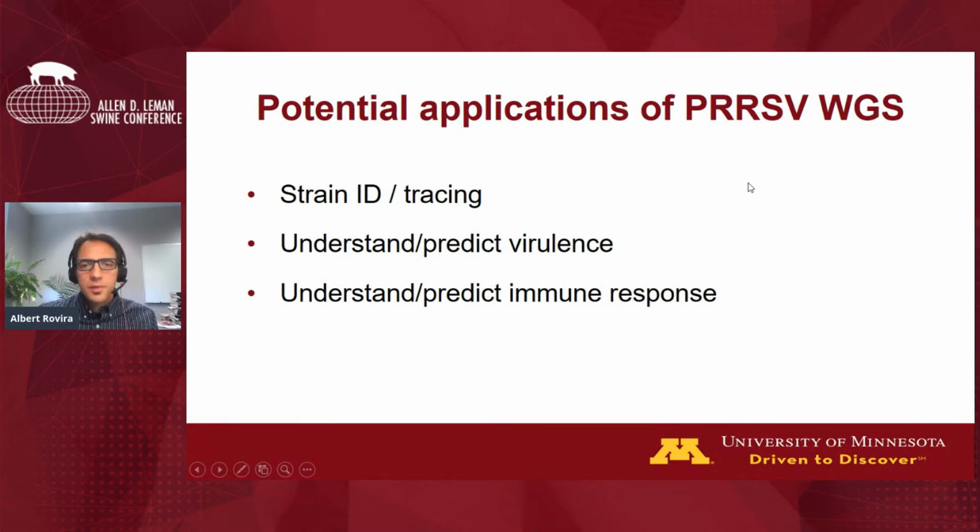So potential applications of whole genome sequencing, we basically cover strain ID and tracing. That is what we covered in case 1, case 2, case 3. But we hope, and we're working on trying to use whole genome sequencing in the future to understand and predict virulence, and also to understand and predict the immune response or cross protection. That would be great. We're not there yet, but definitely that's something that I hope that we can add to the value of whole genome sequencing.